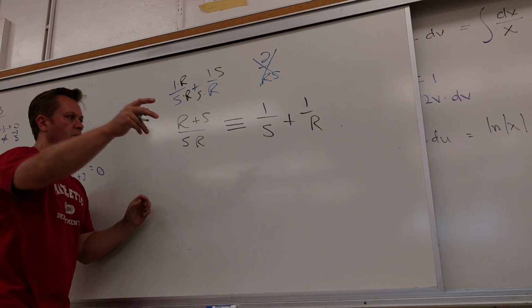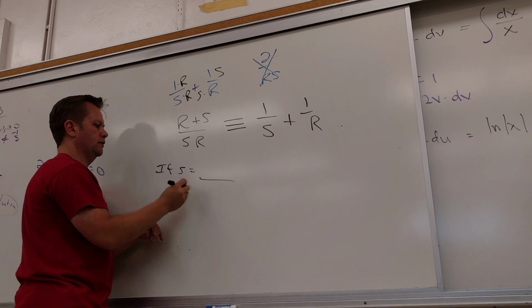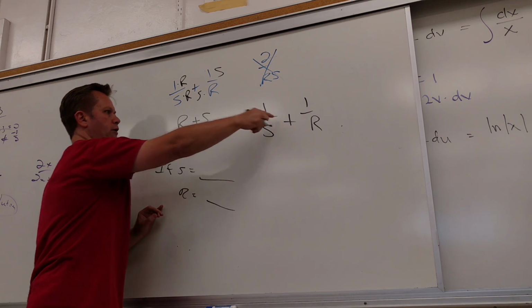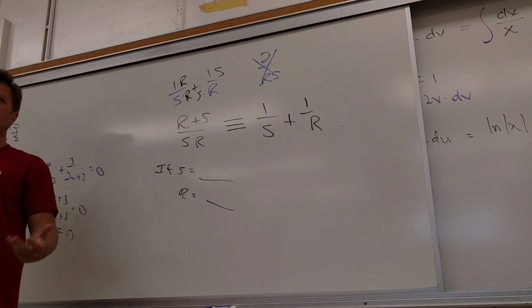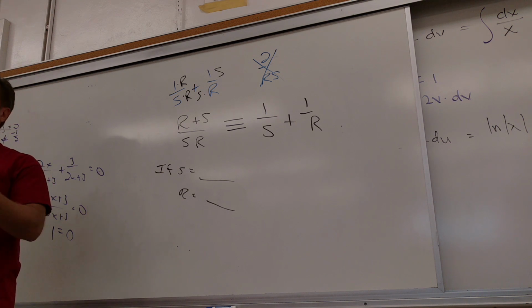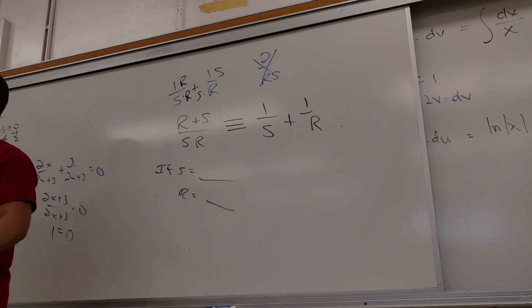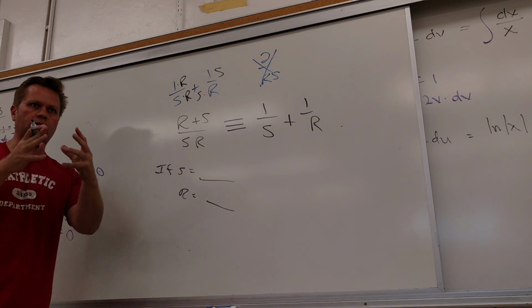So your problem says if S equals blah and R equals blah, evaluate both of these. Well, what should you get if you evaluate both of them? The same answer, because they're supposed to be the same. You have to get the same answer for both because they are the same thing. I don't know if you did it and it didn't come out. They should come out the same.